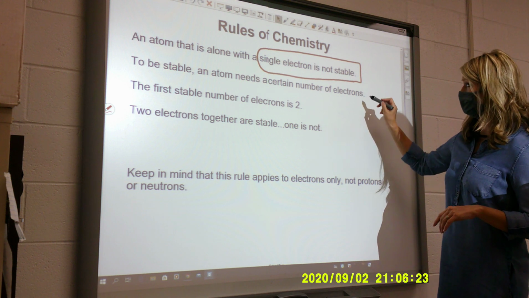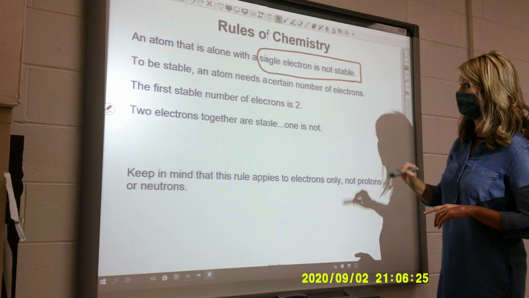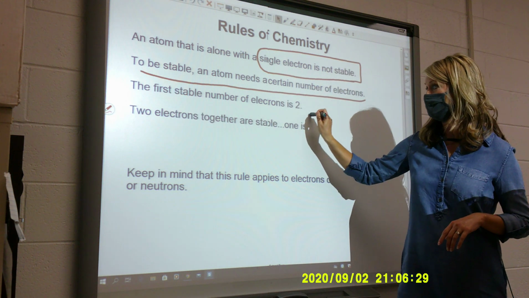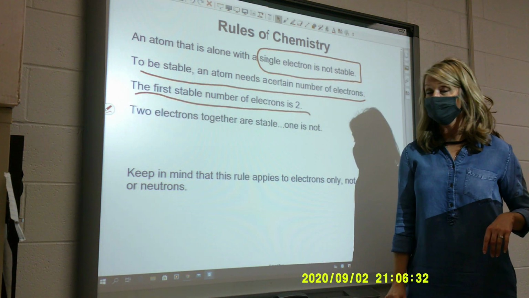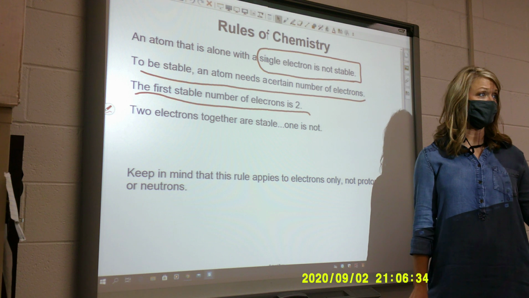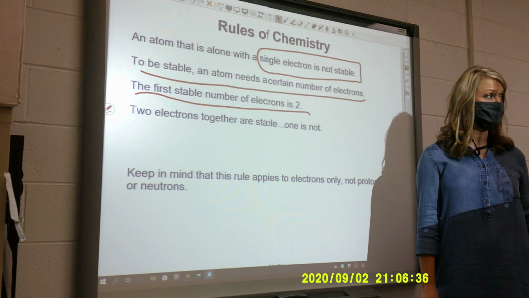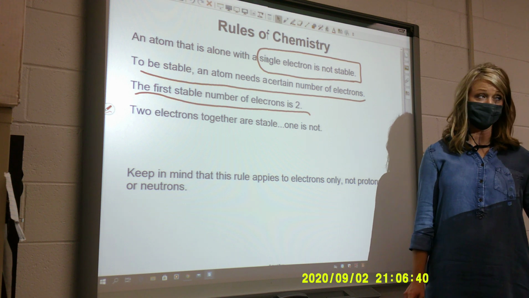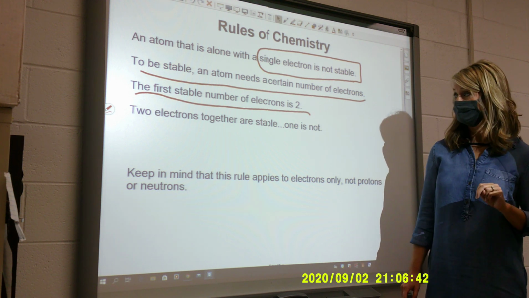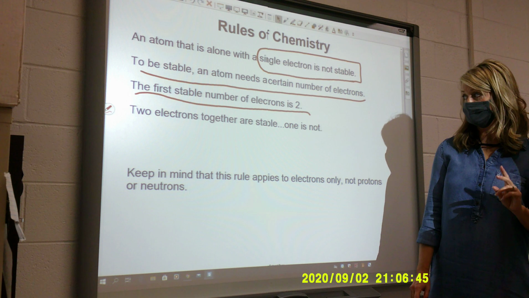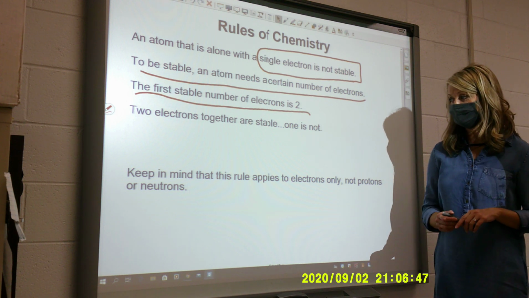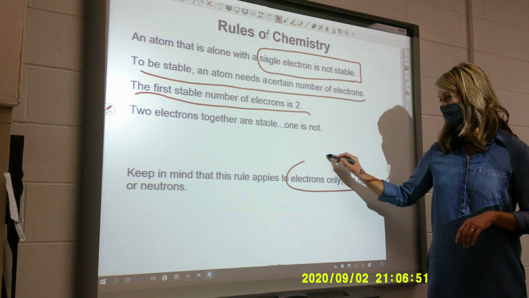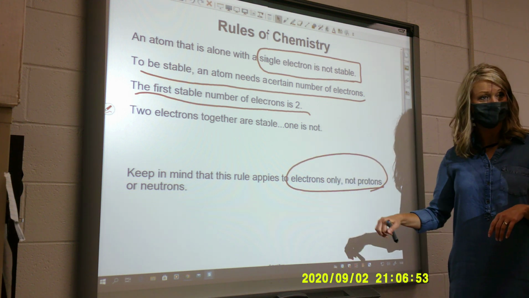To be stable, an atom needs a certain number of electrons. The first stable number of electrons is 2. So it has to have at least 2 electrons in its outer energy level before it can be stable, at least 2. 2 electrons together are stable, 1 is not. Keep that, this rule applies to electrons only, not protons or neutrons, only electrons.